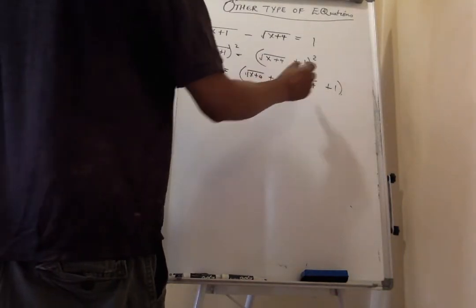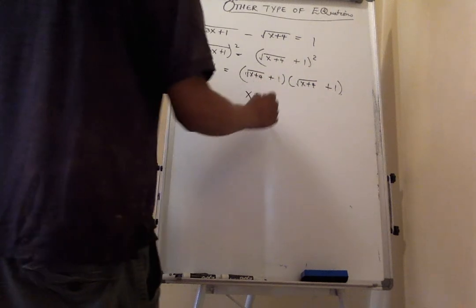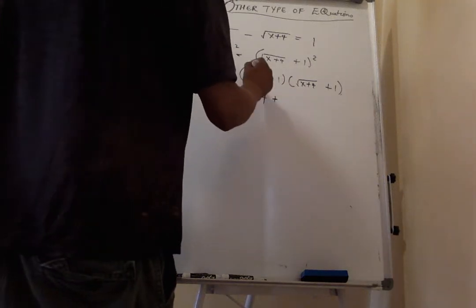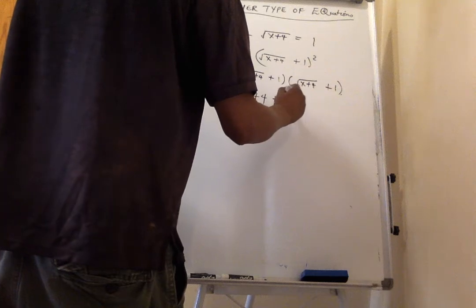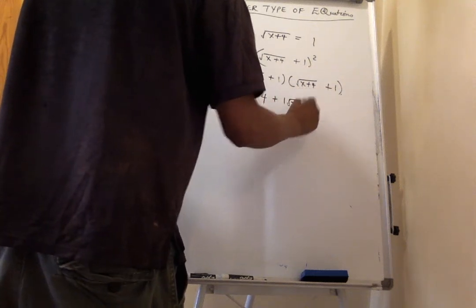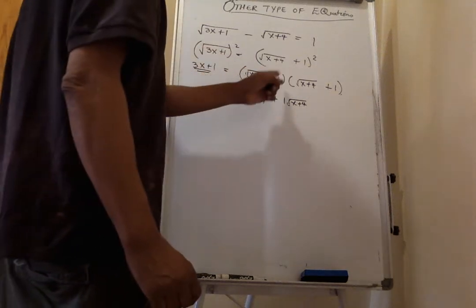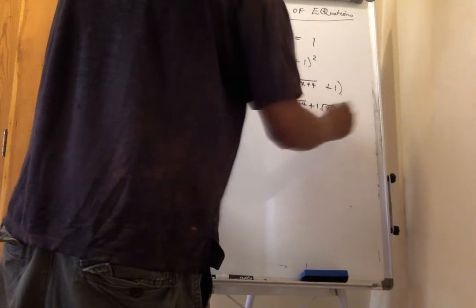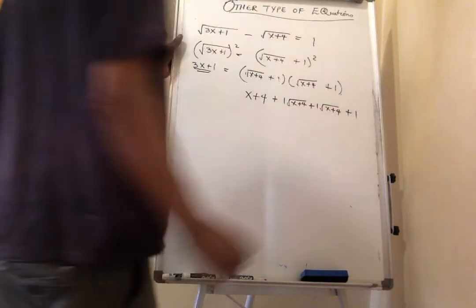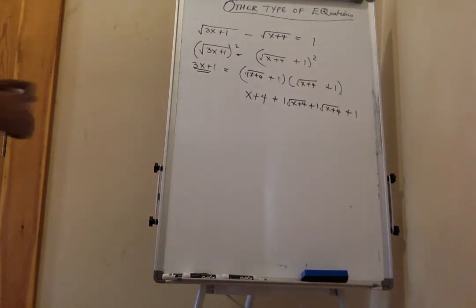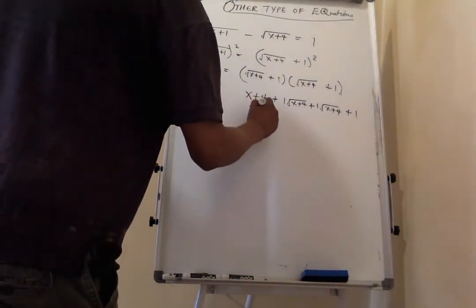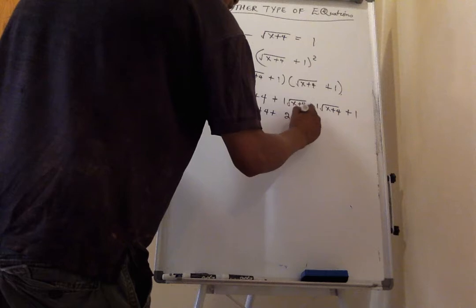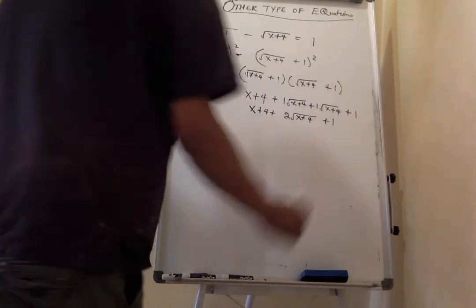The square root of x plus 4 times the square root of x plus 4 is x plus 4 because you are squaring it. Okay, plus, now the square root of x plus 4 times 1 is 1 times the square root of x plus 4. And look at the middle. If you distribute 1, you're going to get another 1 times the square root of x plus 4, and 1 times 1 is 1. Okay? Now let's simplify this. So this is x plus 4, we have 2 of them, so 2 times the square root of x plus 4, plus 1.